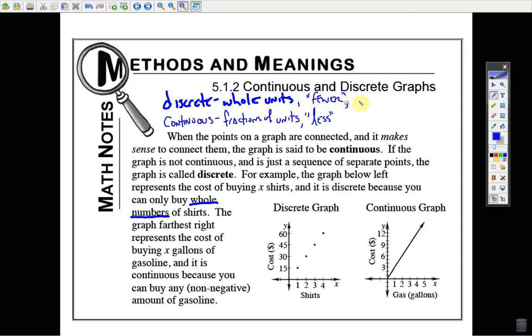Things that are discrete are also said to be countable. So you have one t-shirt, two t-shirts, three t-shirts. Continuous variables you have to measure. So you would measure how much gas is in the tank. You wouldn't count how much gas is in the tank.